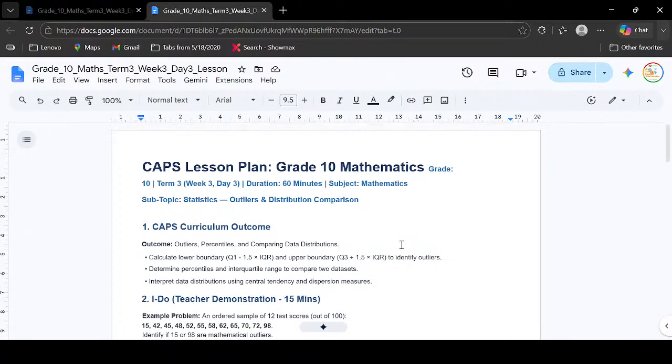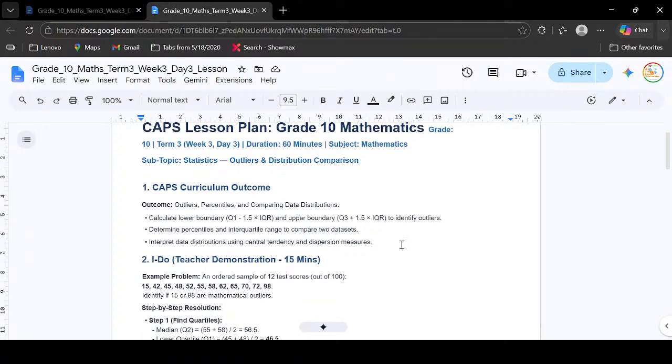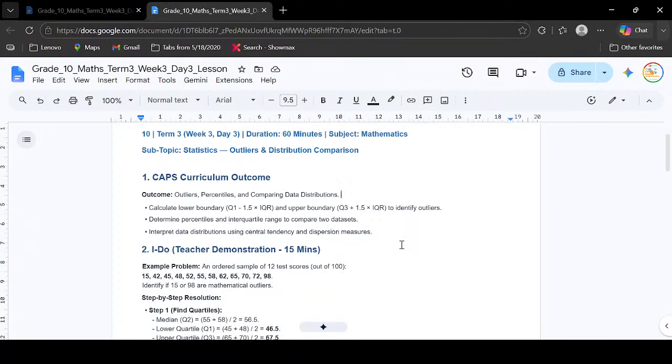So now we have the CAPS lesson plan, which is our document. It says CAPS curriculum outcome: outliers, percentiles, and comparing data distributions. So then we are calculating the lower boundary, Q1 minus 1.5 multiplied by IQR, and the upper boundary, which is Q3 plus 1.5 multiplied by IQR.